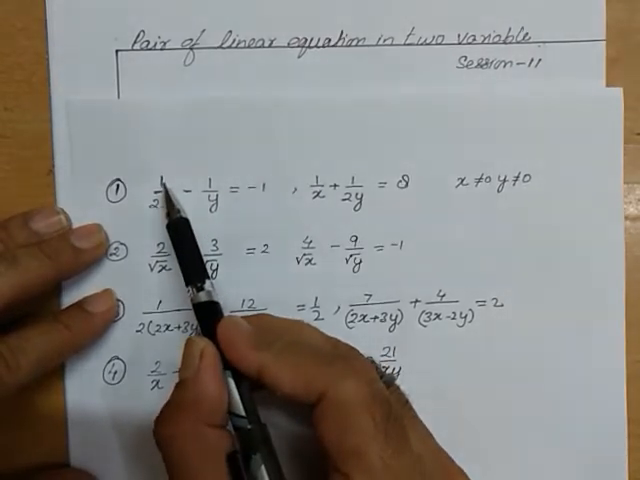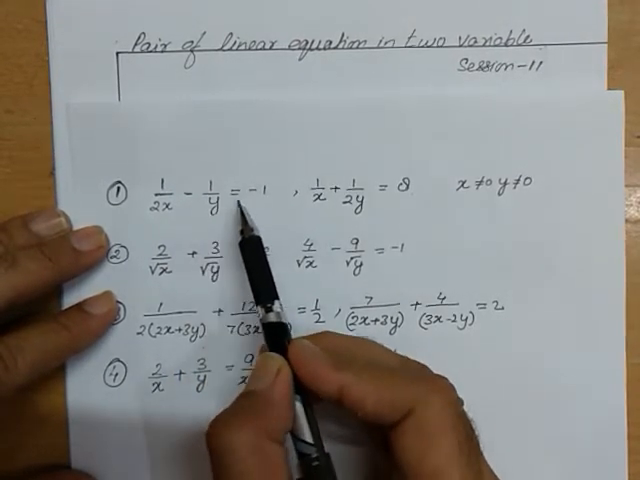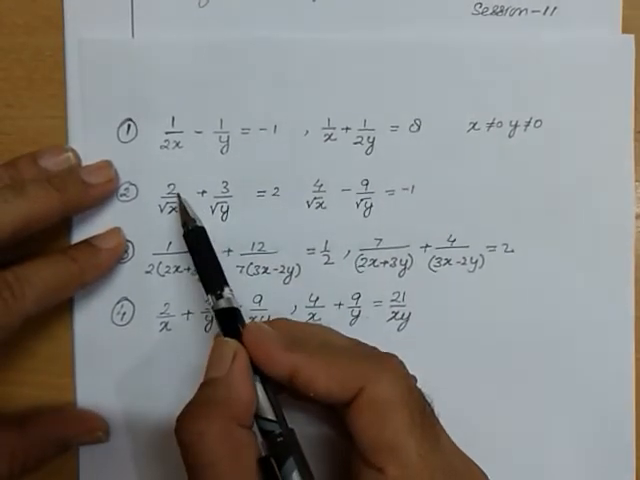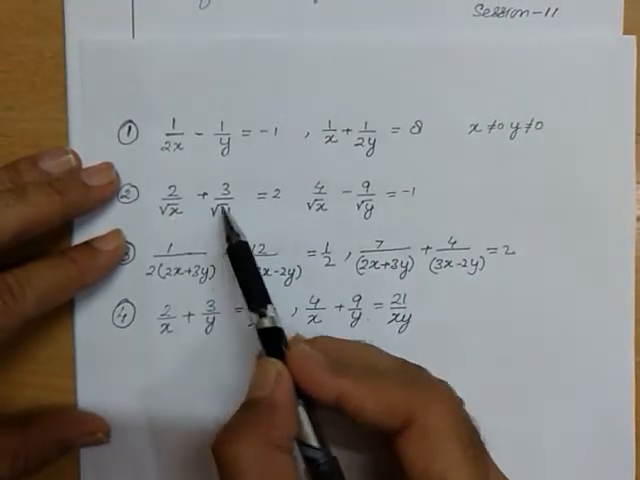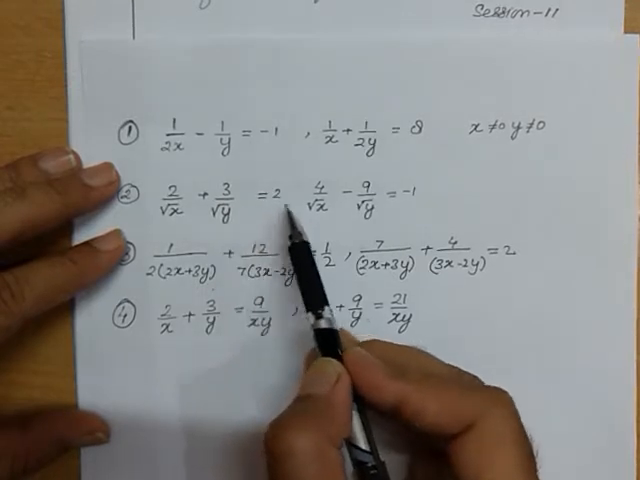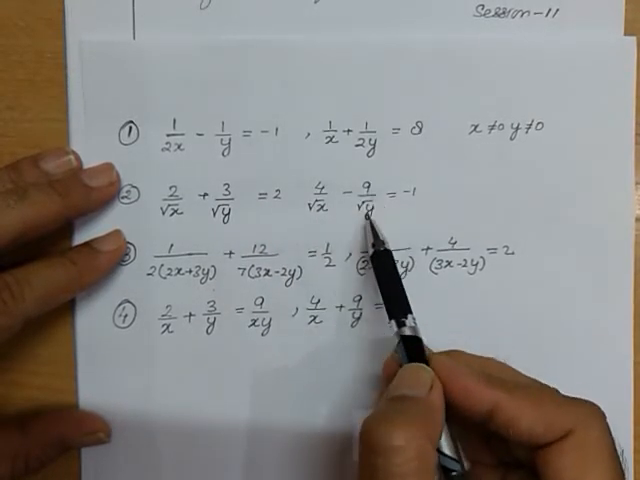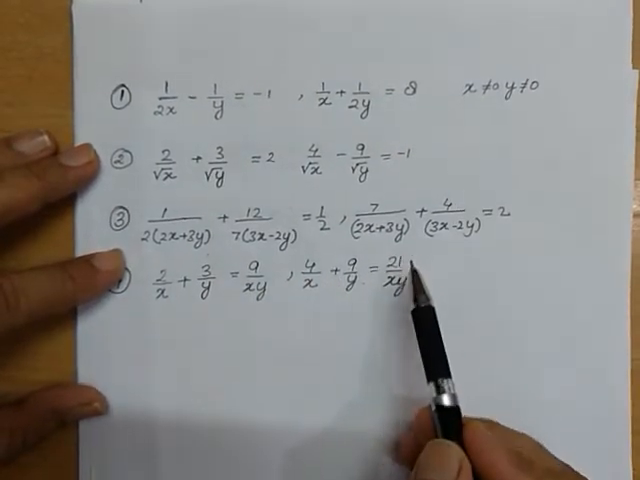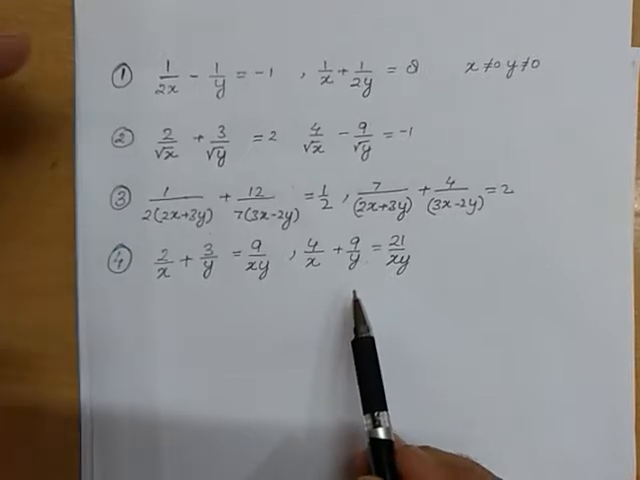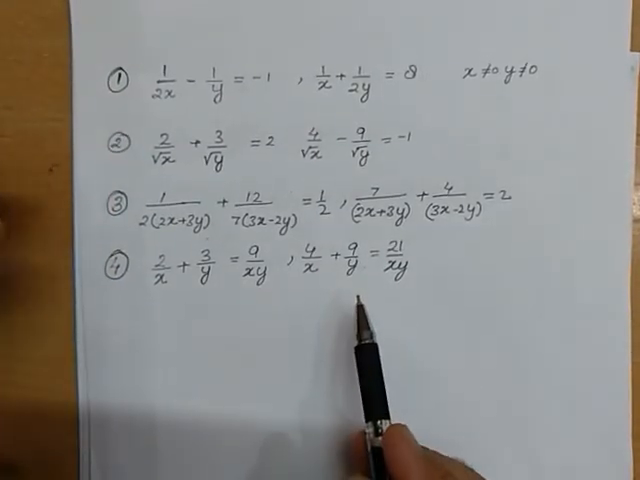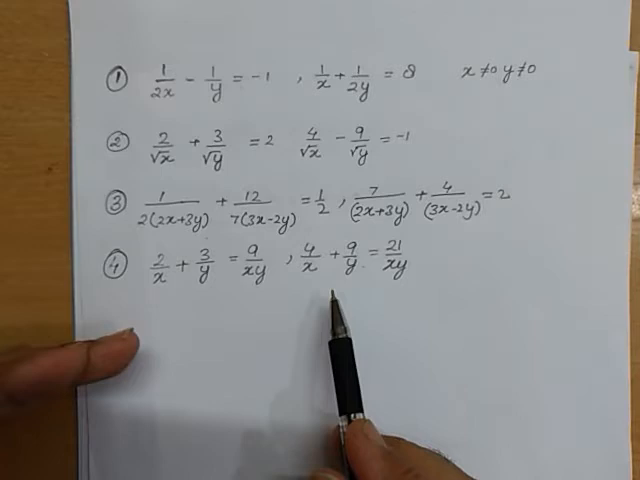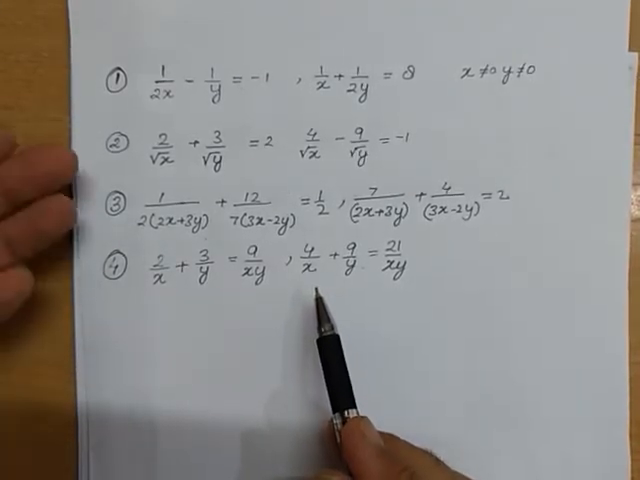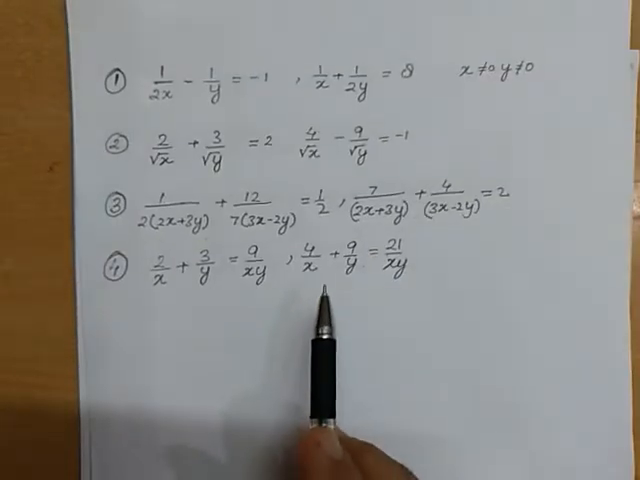Here you see that this is 1 upon 2x minus 1 upon y is equal to minus 1, and similarly this is the equation. Another kind of equation you see is 2 upon root x plus 3 upon root y is equal to 2, and here 4 upon root x minus 9 upon root y. And the third one you see this kind of equation, and the fourth one is different. So in all these four different types of equation, we have the variables in the denominator. Now exactly they are not linear equations. We will convert them into linear equations by assuming their values.